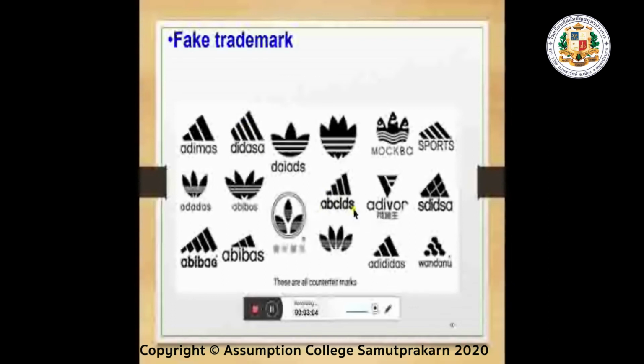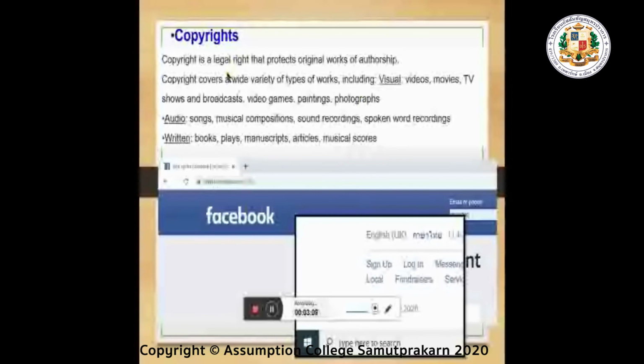Next is copyright. Copyright is a legal right to protect the ownership or authorship of some original creations. It covers very wide types, including visual, like videos or movies and TV shows, and computer games or paintings and photographs. Even audio or songs, musical compositions, spoken word recordings can be protected with copyright. And written works, like books, plays, manuscripts, news articles or musical scores, can use a copyright to protect their ownership.